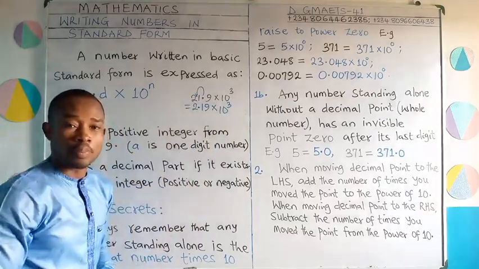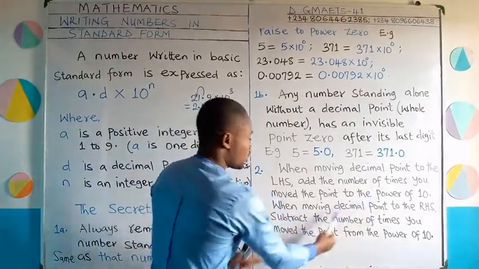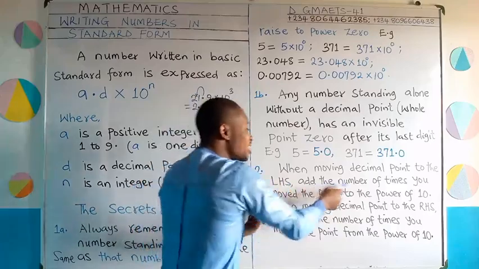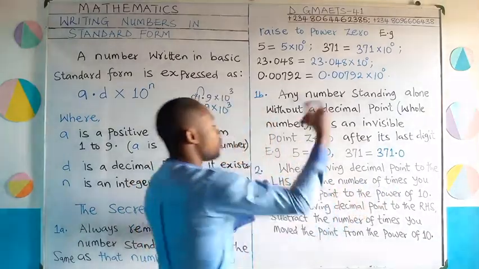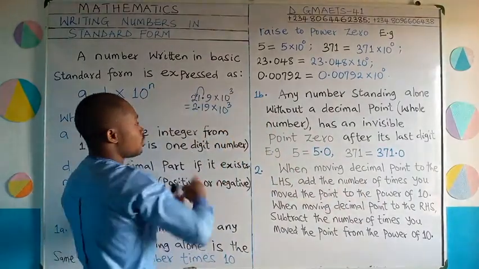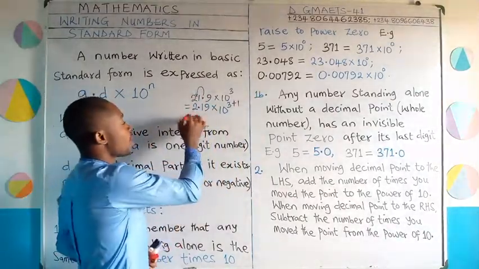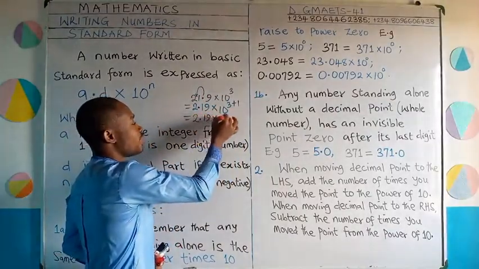How many times did I move the points to the left? Once. So, secret number 2 said if you move it to the left hand side, add the number of times you moved the point to the power of 10. Here the power of 10 is 3. So I am going to add 1 to it because I moved the point once. So this will now become 2.19 times 10 to the power of 4.